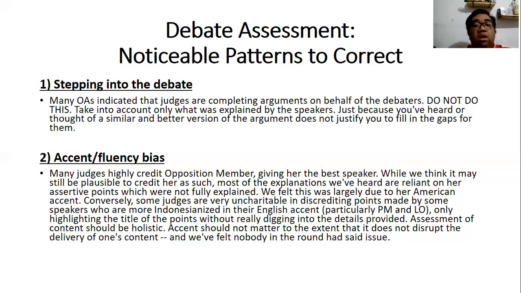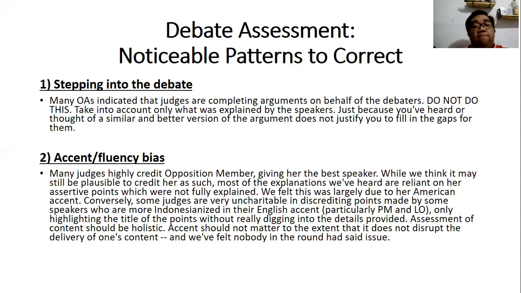Conversely, we also felt that some judges were very uncharitable. They were discrediting points made by some speakers who have a more Indonesianized accent with their English, particularly for prime minister and also for leader of opposition. What we also noticed is that they were only highlighting the title of the points without really digging into the details provided. We felt that when it comes to being a judge, assessment of content should be holistic.